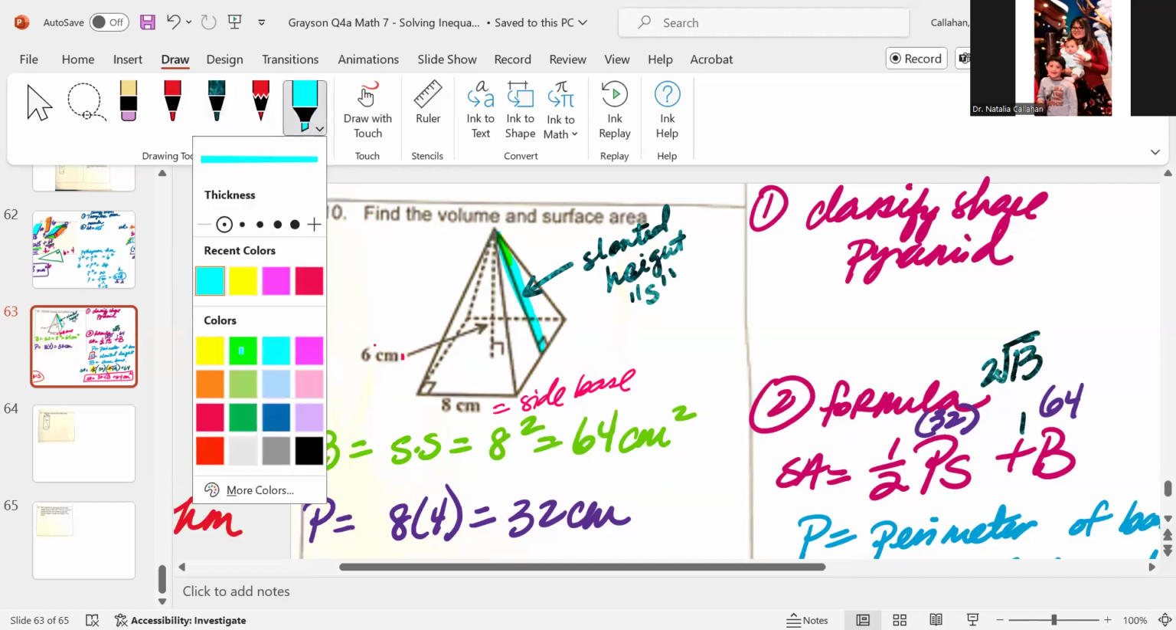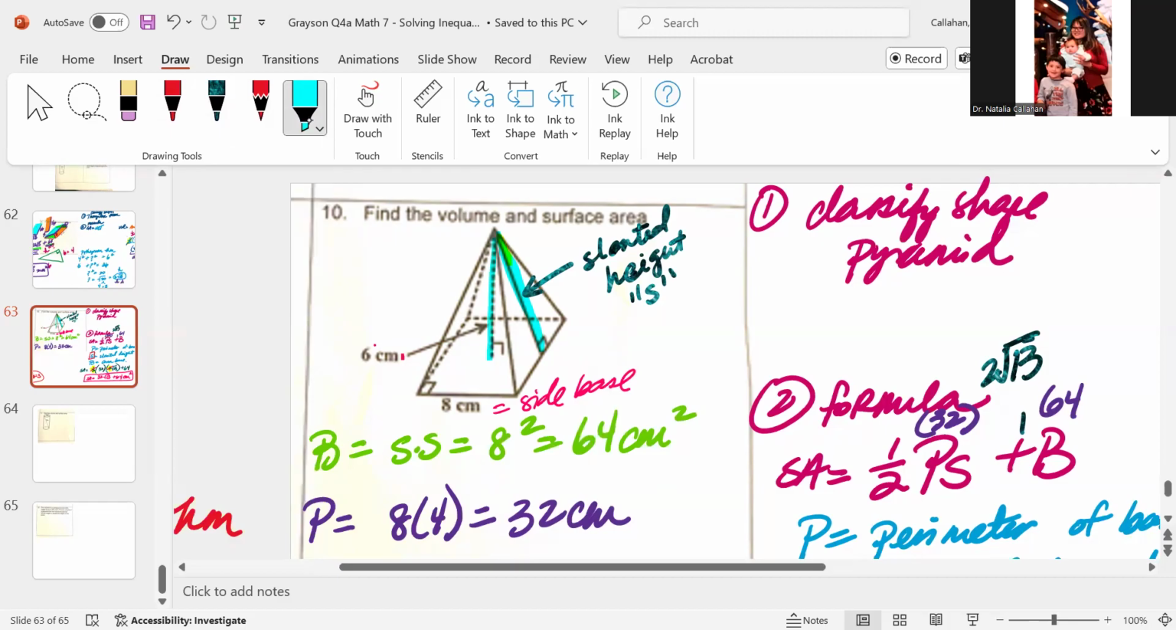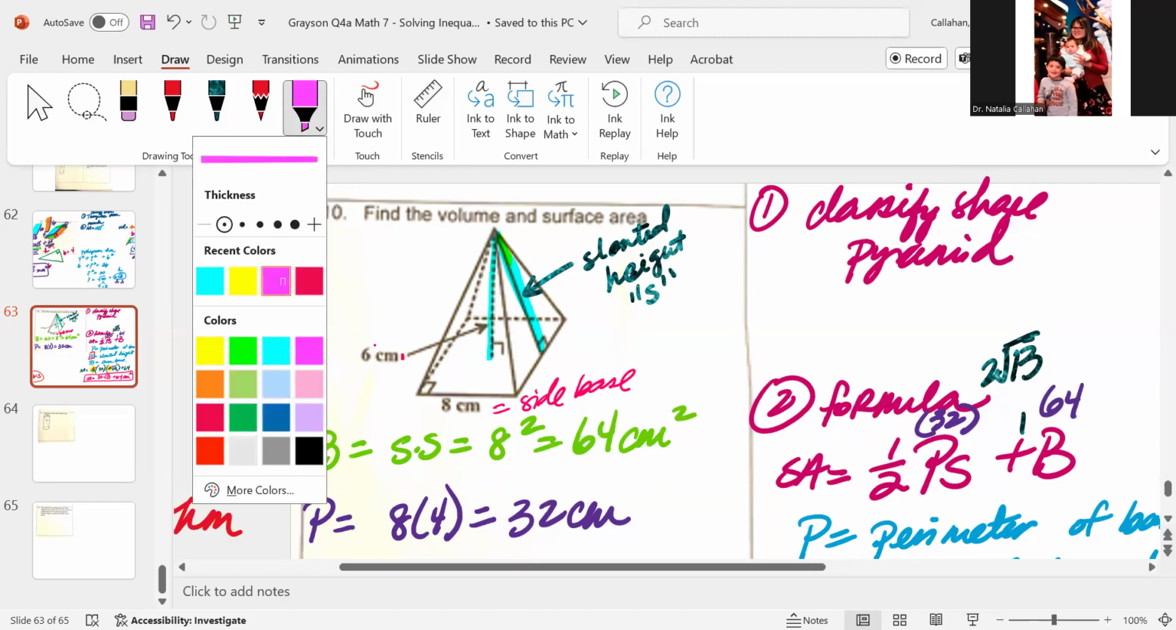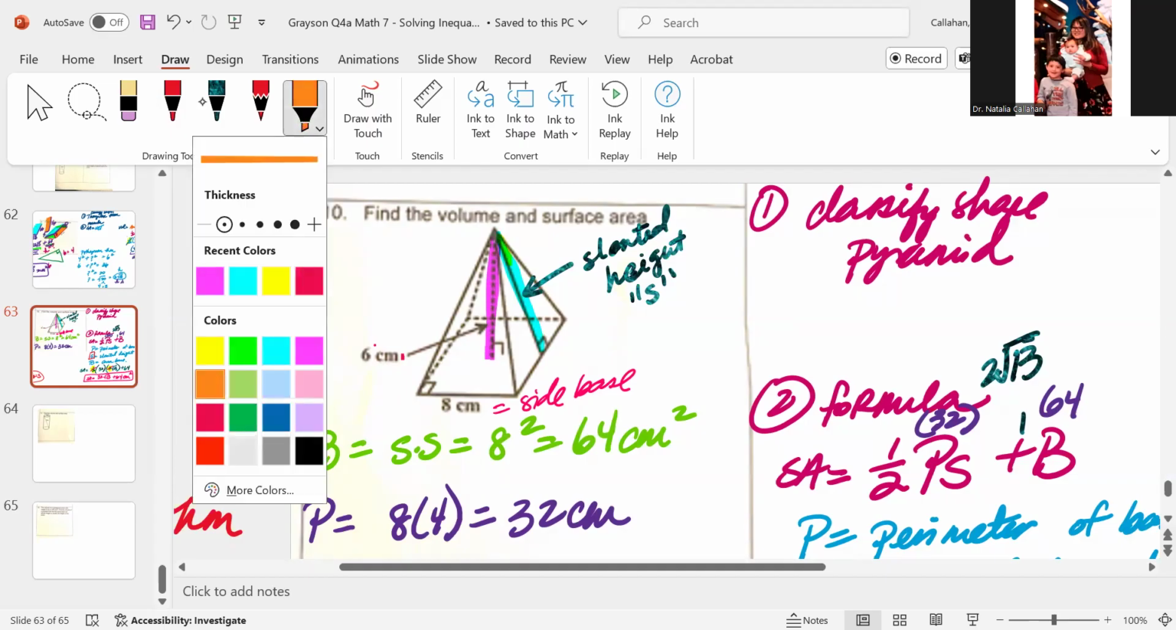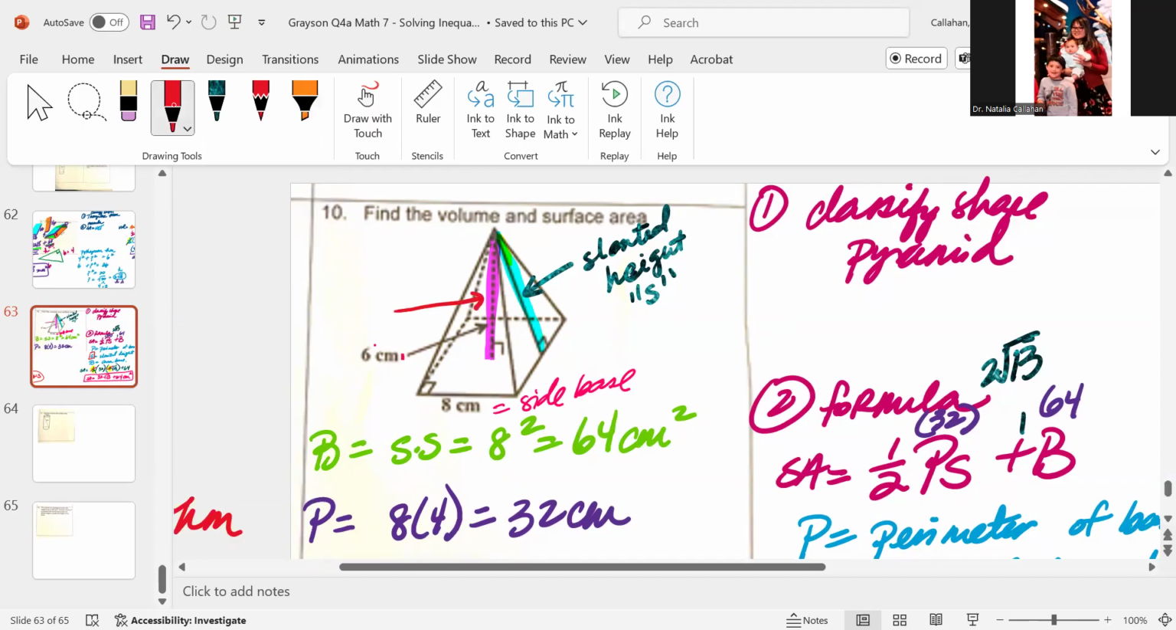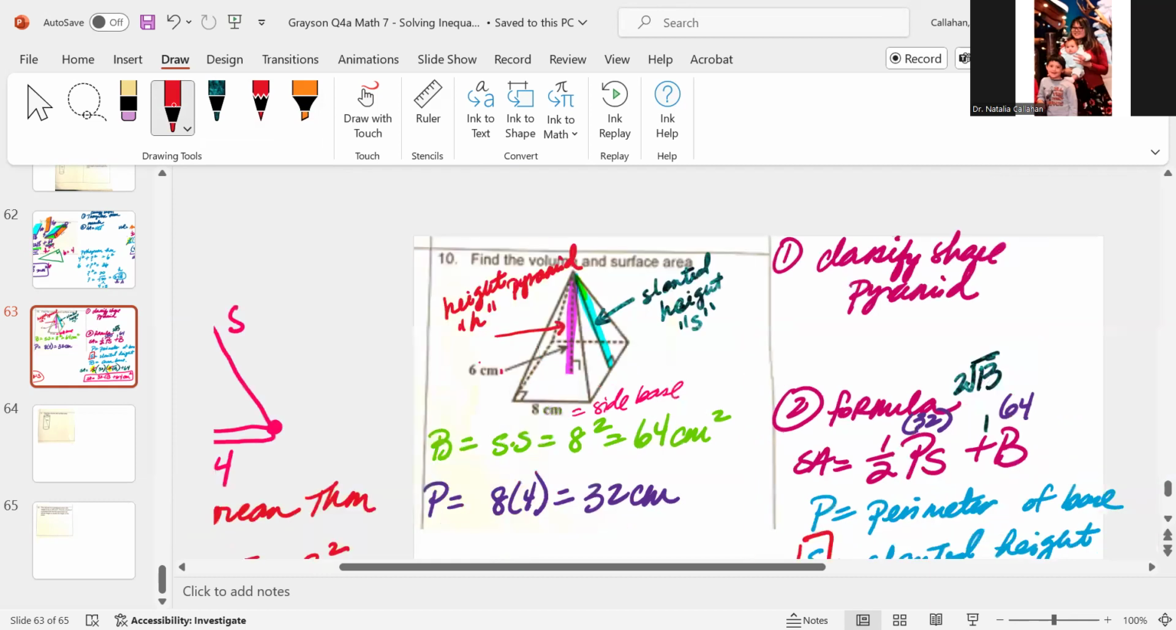In this pyramid, do you see this part right here? That is called the regular height, H, which is the height of the pyramid. Do you see the difference there? It's really important that you see the difference.